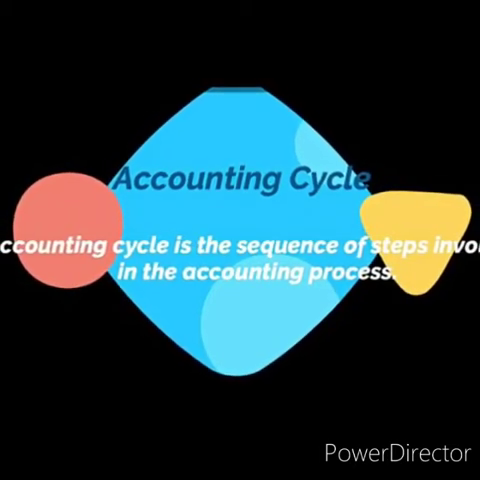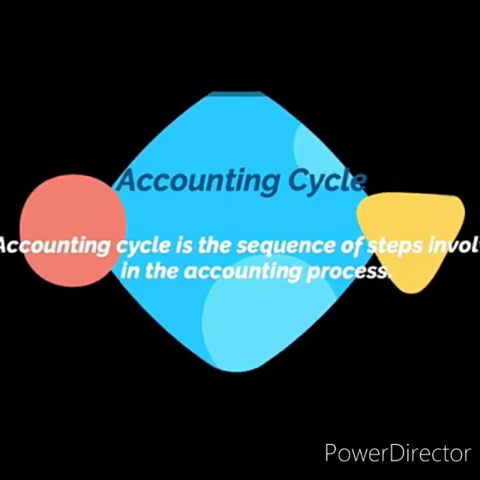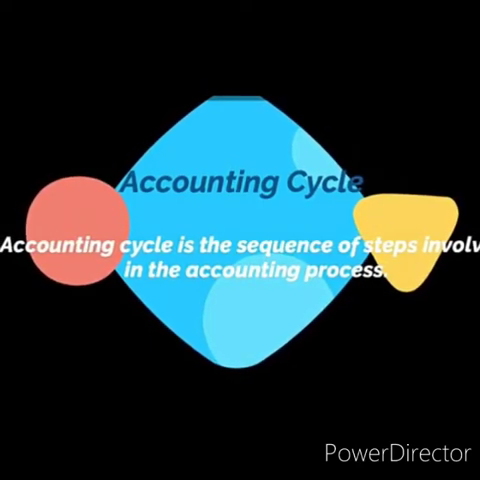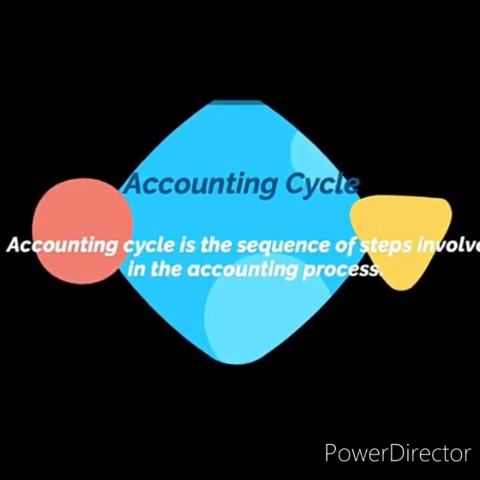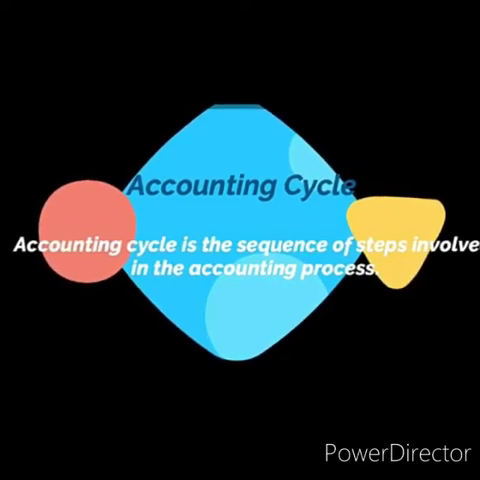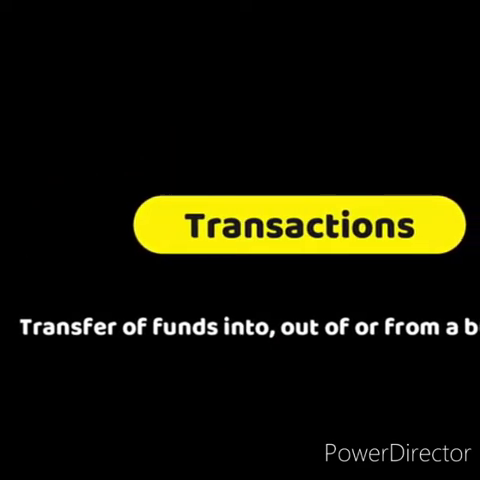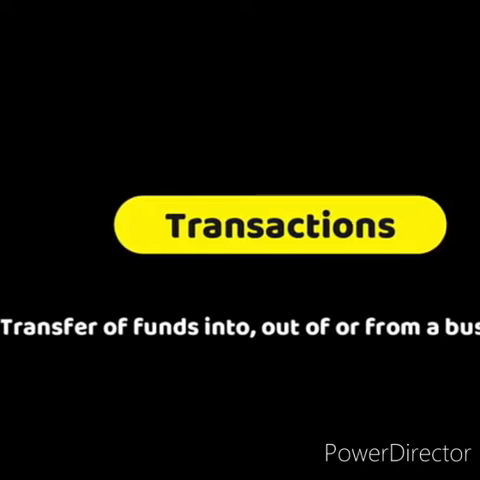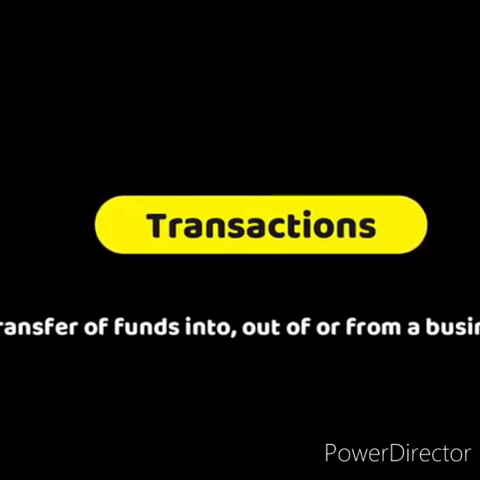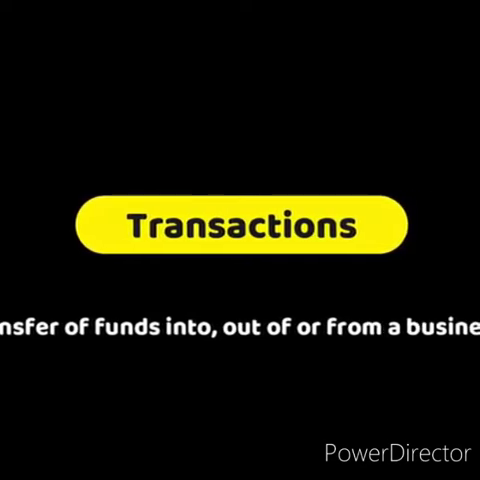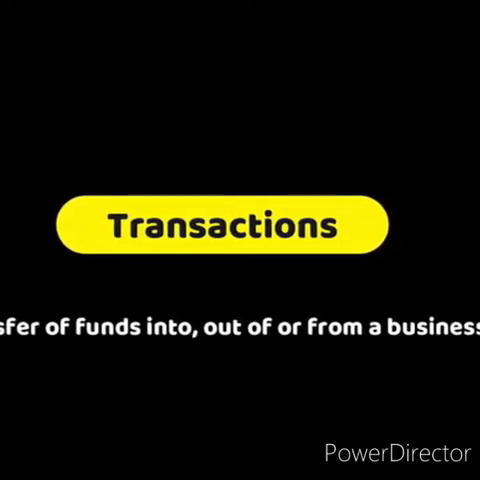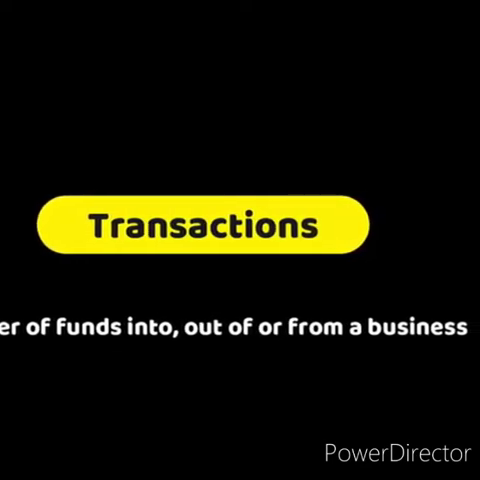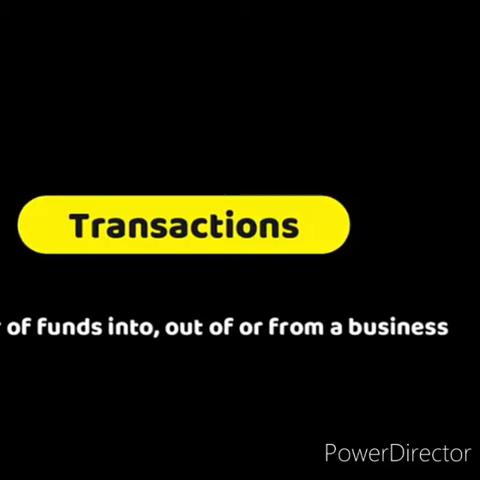For any accounting process, we have to enter any transaction when we get it. So this is a step by step order. In the accounting cycle, transactions come first. That is, any transfer of funds into the business or out of the business. So that must be entered first.